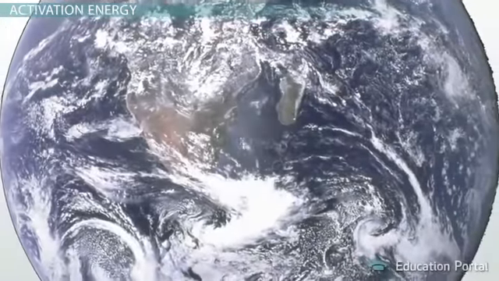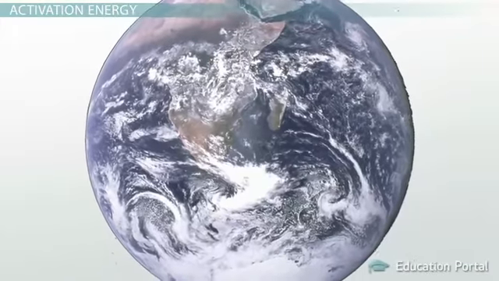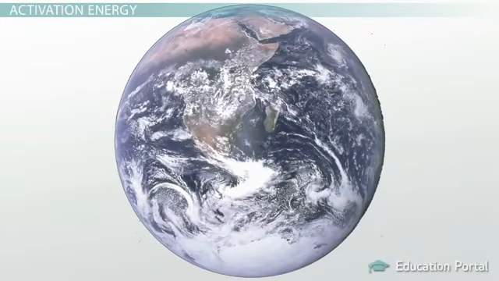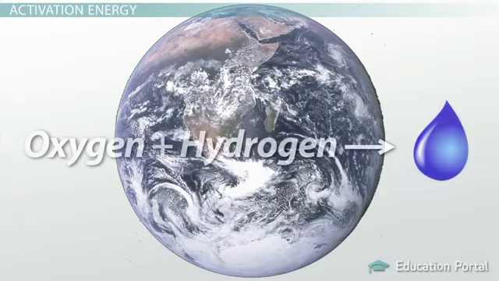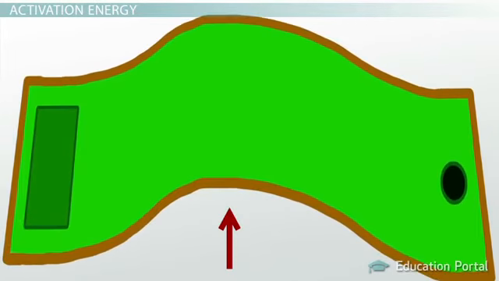Our atmosphere is around 20% oxygen and 0.00005% hydrogen. Why don't they get together and form water all the time? It's because the reaction of oxygen and hydrogen to make water takes a huge amount of activation energy to get started. The hill it needs to climb to get to the activation state is huge.